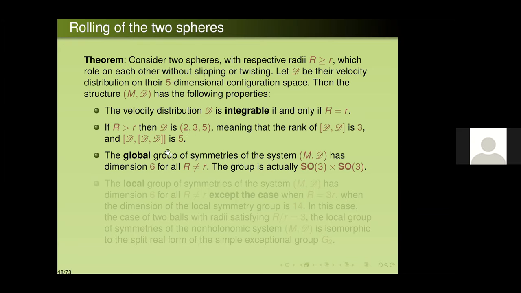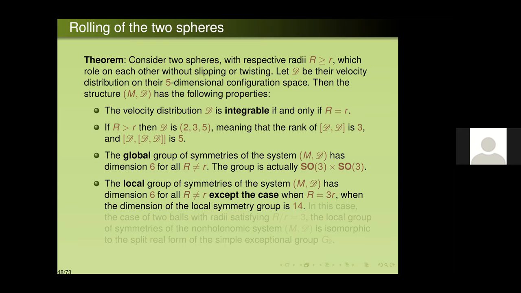What I definitely know just by looking at the system is that the system has SO3 by SO3 symmetry, but it has only 6 dimensions. And G2 has 14 dimensions. So I would be very lucky if there could be some choice of R and r such that this distribution is a 2, 3, 5 distribution with G2 symmetry. So let me go farther.